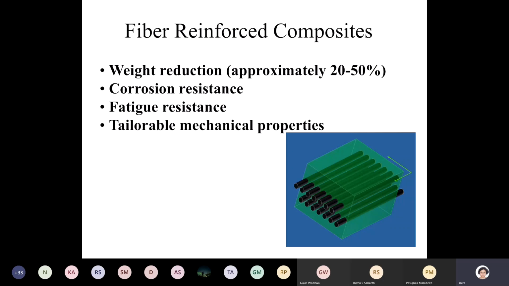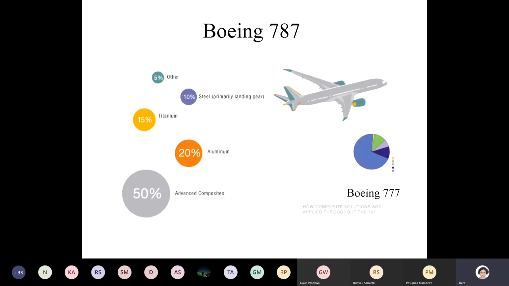So this is a Boeing 777 which has 50% fiber reinforced composite, 20% aluminium, and then titanium and other components. There are certain components which cannot be built from aluminium, so they are made out of steel, like the landing gear. The landing gear cannot be constructed of aluminium because of the high impact that it experiences.